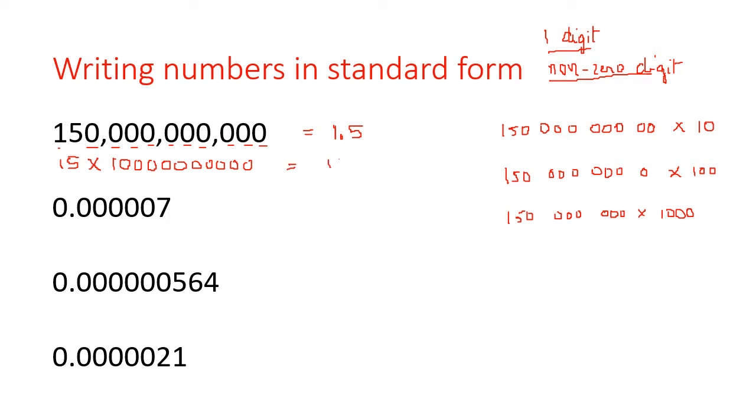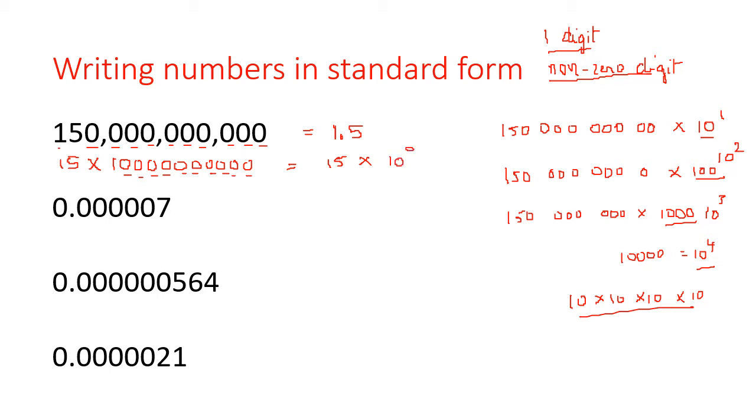Now this becomes 15 into, so 10 can be written as 10 raised to 1, 100 can be written as 10 square, 10 raised to 2, 1000 can be written as 10 raised to 3. You know 10,000 can be written as 10 raised to 4. Why? Because 10,000 is 10 into 10 into 10 into 10. That is 10 raised to the power 4. So here there are 1, 2, 3, 4, 5, 6, 7, 8, 9, 10. So I can write it as 15 into 10 raised to 9.